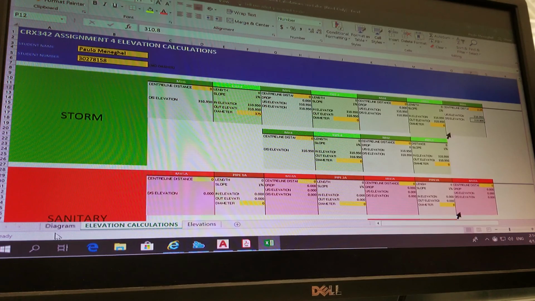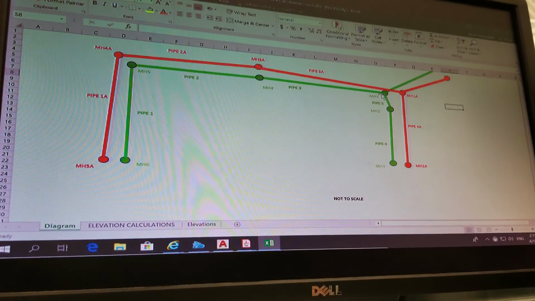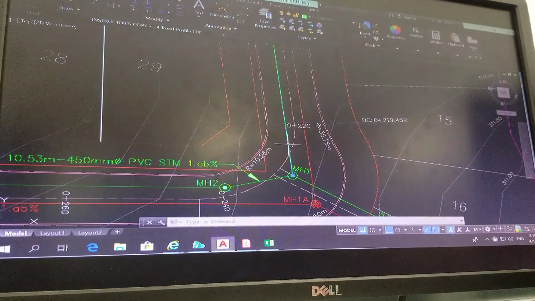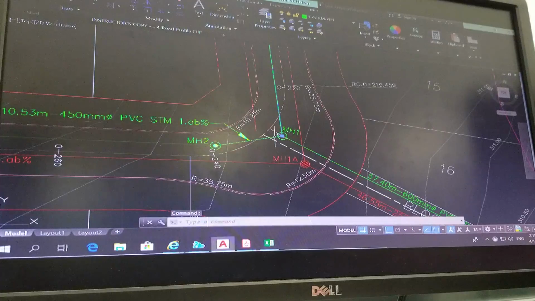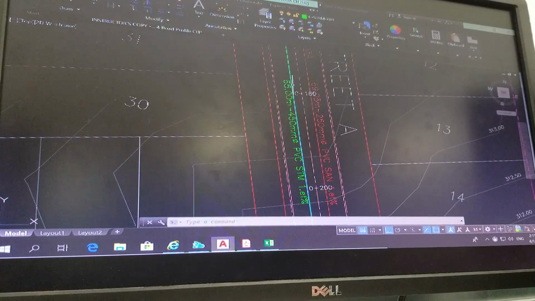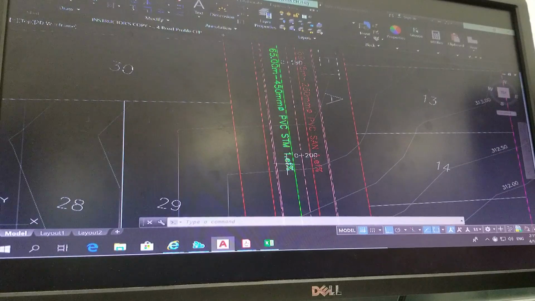Now we're going to go to pipe 3. Pipe 3 is the pipe between manhole 1 and manhole 4. Okay? So I'm going to go here to my drawing. The pipe 3 should be this one over here, the pipe between manhole 1 and manhole 4. And in my drawing, it has 65 meters, it's 450 millimeters, and it's 1 EF percentage.